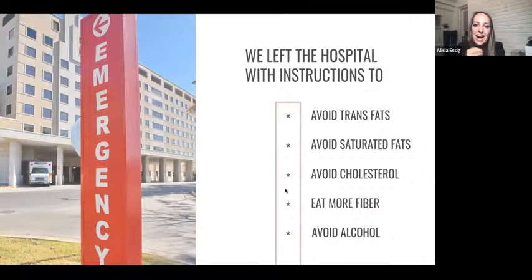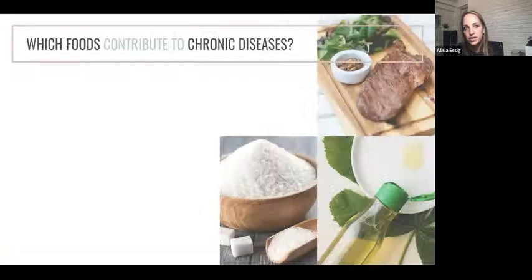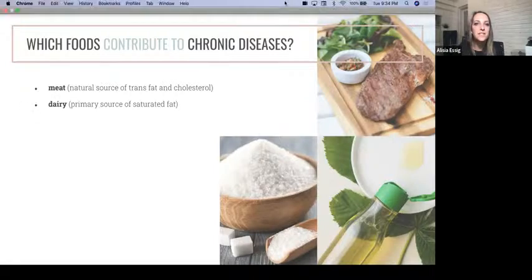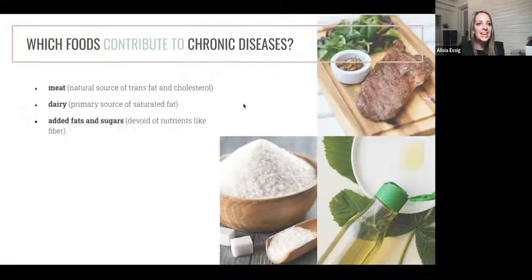And so I went on a deep dive and I really wanted to know how we could eat heart healthy, and why does saturated fat influence things and why does trans fat influence things and why fiber and how it all works together. Well, as I went on my deep dive, I found that meat is a natural source of trans fat and cholesterol, and that dairy is the primary source of saturated fat, and that added fats and sugars are all devoid of nutrients like fiber, and that we need fiber, that most of us are actually fiber deficient.